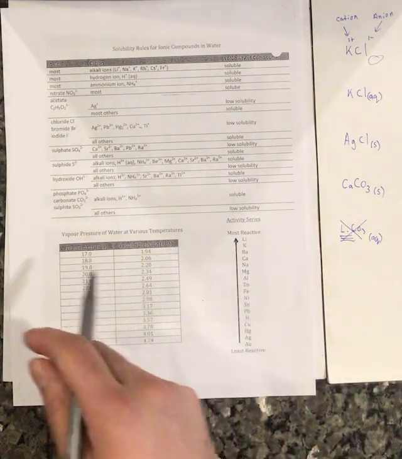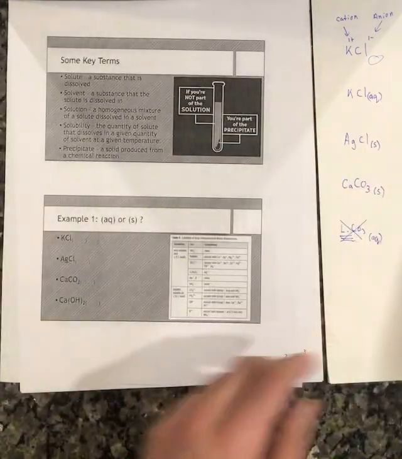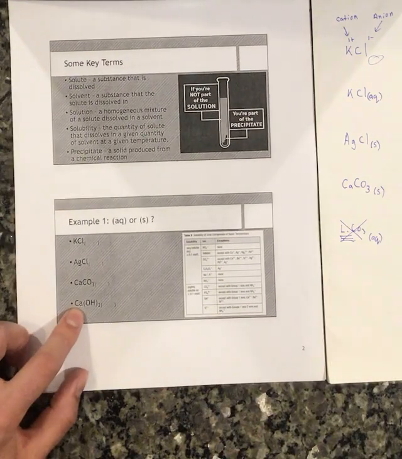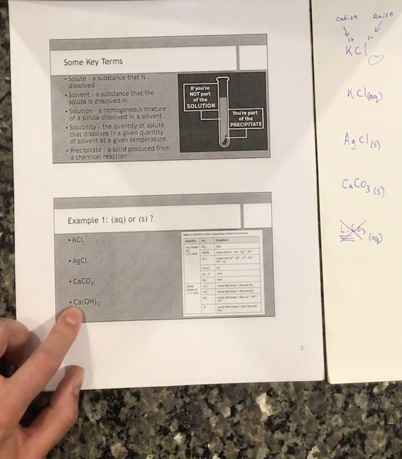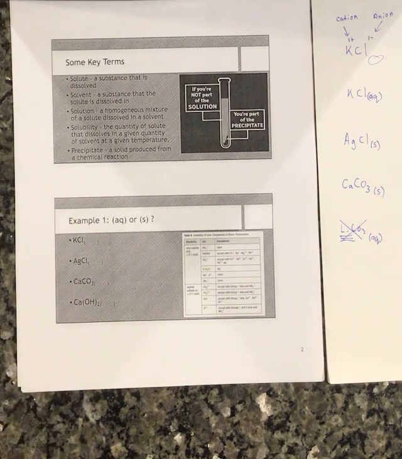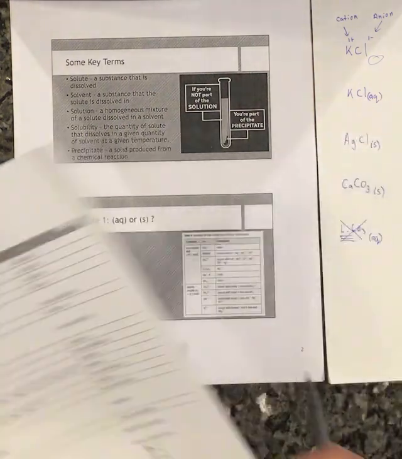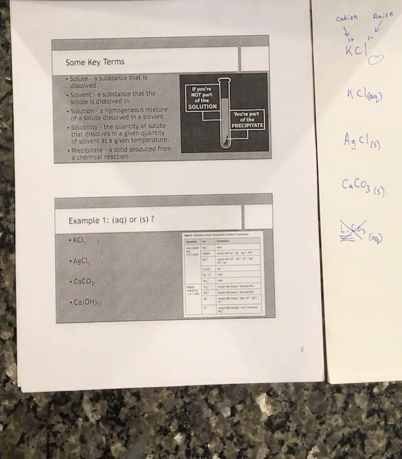Okay, so what I want you to do is try this last one. We have calcium hydroxide. Try this one by yourself and see if you can get whether it's a solid or an aqueous. Take a second, pause the video, and attempt it, and then we'll come back and see if you got it right. Take a second right now and try it out.